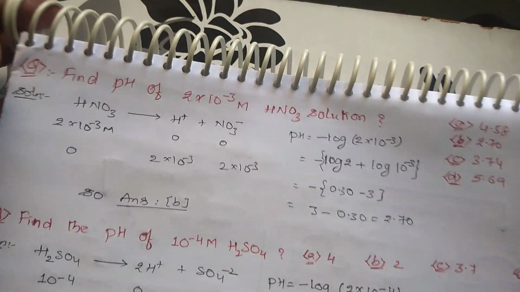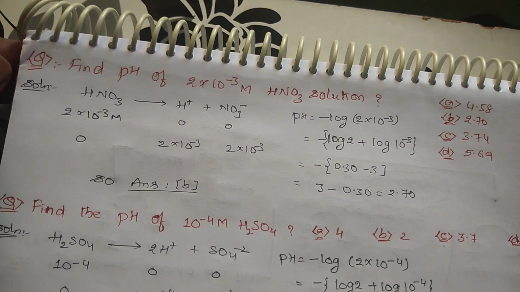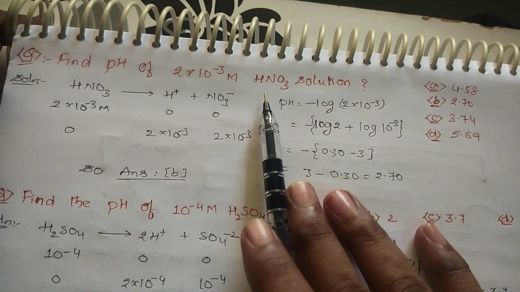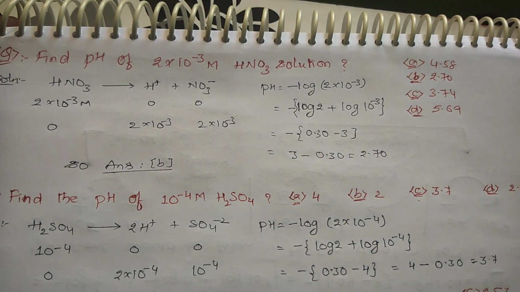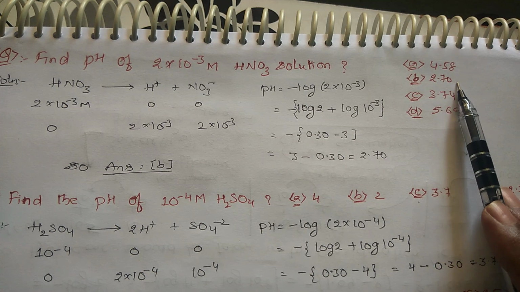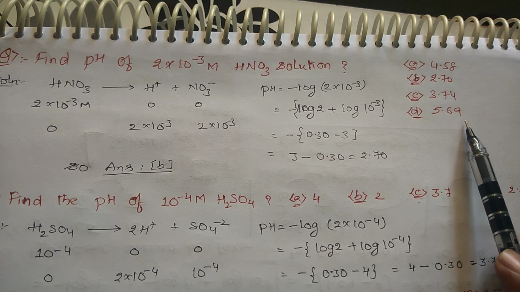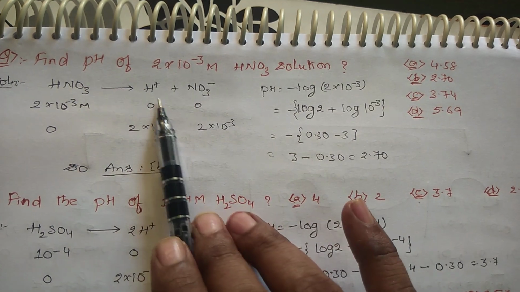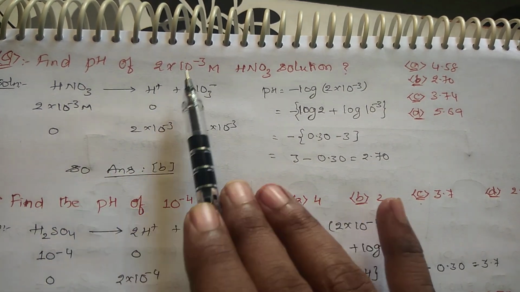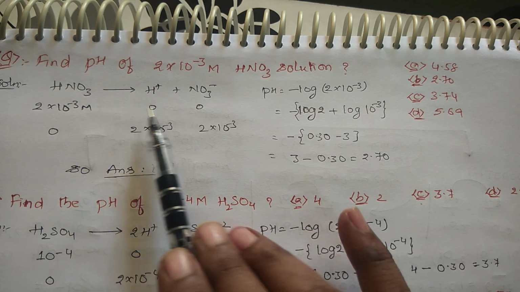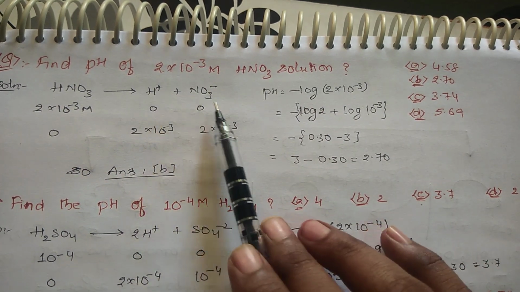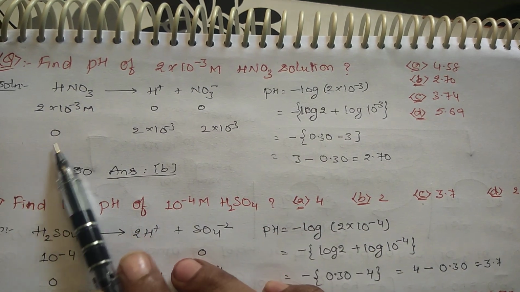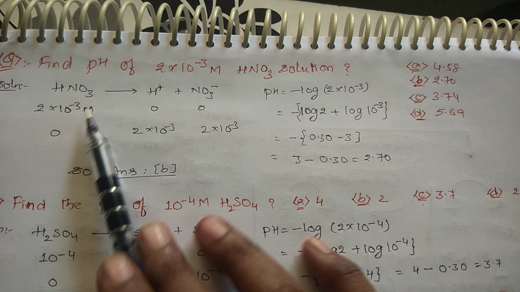So let us go for one more question. Find the pH of 2 into 10 power minus 3 molar HNO3 solution. Okay students, options are 4.58, 2.70, 3.74 and 5.69. HNO3 is a strong acid, it gets dissociated into H plus and NO3 minus. Initial concentration is 2 into 10 power minus 3 molar. Initially H plus will be 0, NO3 minus will be 0. At final time, the entire reactant gets converted into products, so HNO3 becomes 0.